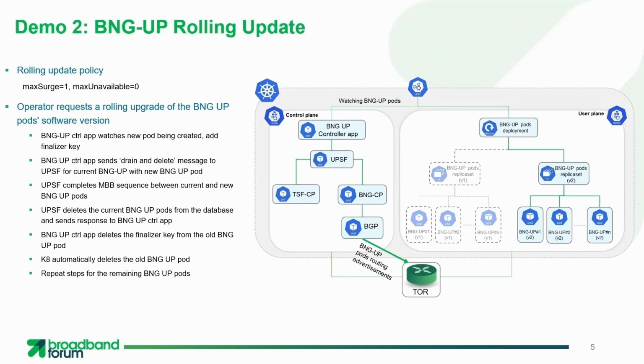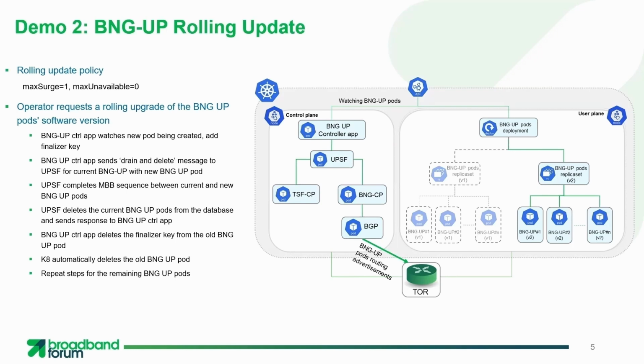During the update process, all BNG user plane pods are replaced one by one with pods of the new software version without any service downtime. While doing the rolling update, the BNG controller application makes sure that an updated BNG user plane pod is running and is in ready state before it starts migrating the subscriber group from its predecessor.